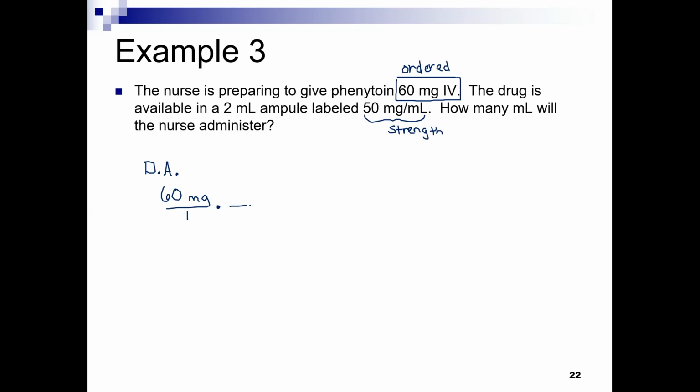Next, I need to cancel the label of milligrams. And so from the strength, which I have noted, I'll put the 50 milligrams in the denominator and the 1 ml on top. Canceling and then multiplying straight across, I get 60 over 50, and I divide that out to get an answer of 1.2 milliliters.